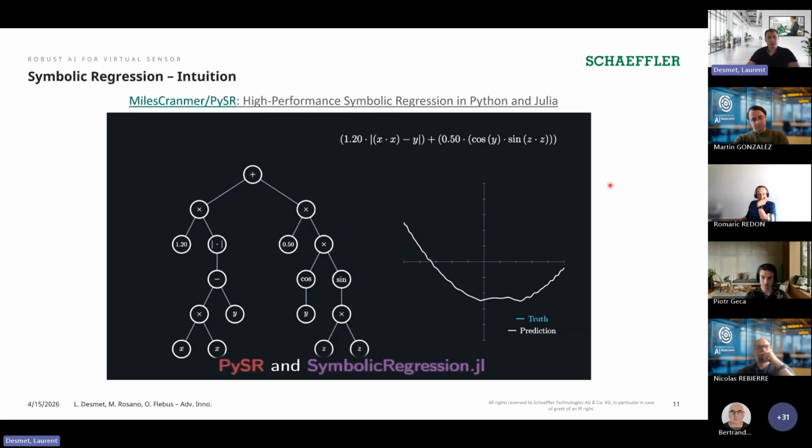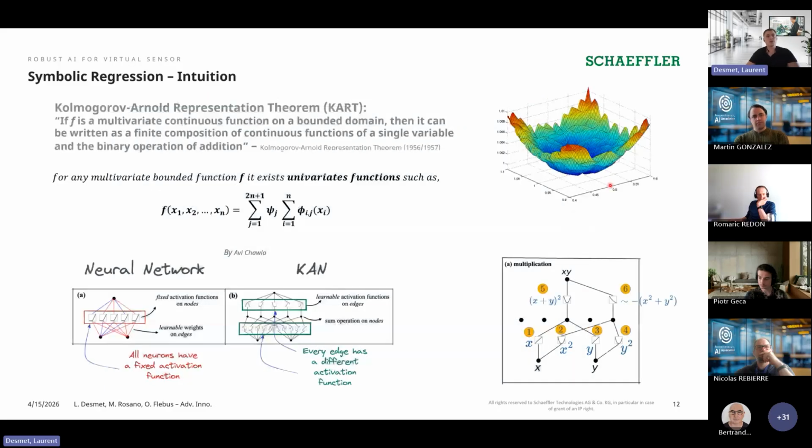Another algorithm is the Kolmogorov-Arnold network, which is my favorite of all the algorithms we are going to see. And it's super interesting because it relies on the Kolmogorov-Arnold representation theorem, which states that if f is a multivariate continuous function on a bounded domain, however complicated you want, as long as it's continuous, then it can be written as a finite composition of continuous functions of a single variable and the binary operation of addition.